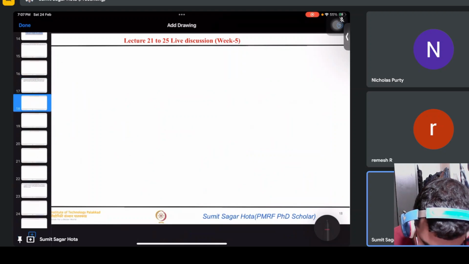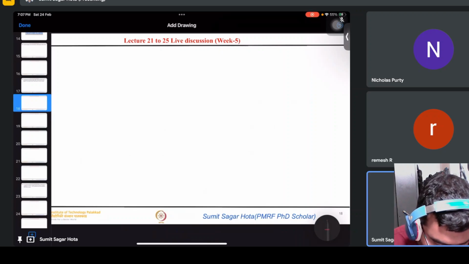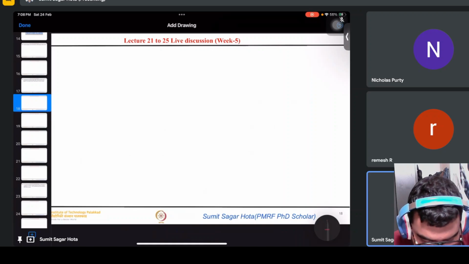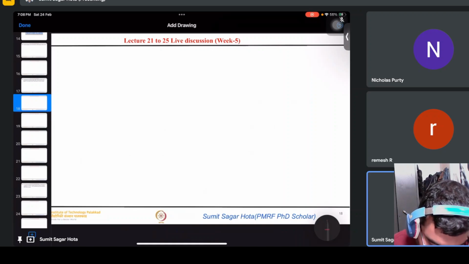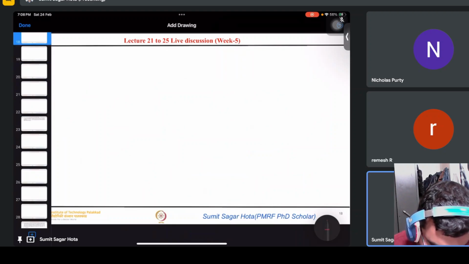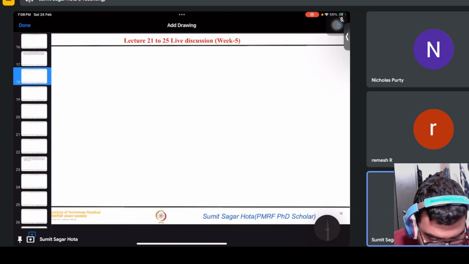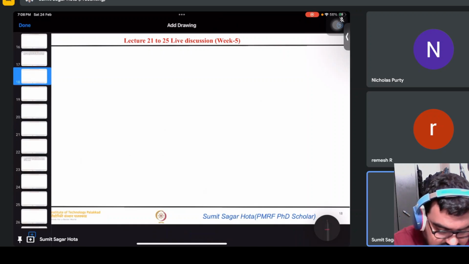This type of question is actually formula based. The end itself is the flame length. So we should know the formula for this. If you know it, then you can very easily solve this. So let's start.